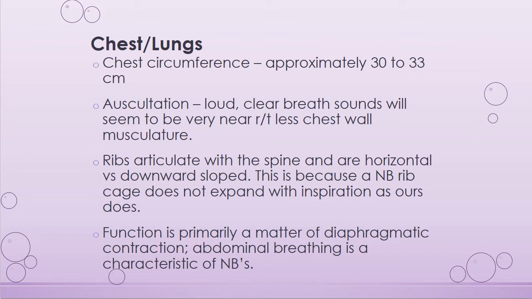Chest circumference is approximately 30 to 33 centimeters. Auscultation, we would expect to hear loud, clear breath sounds. They're going to sound very near, and that's because the chest wall musculature is very thin. The ribs articulate with the spine and are horizontal versus a downward slope. That's because a newborn rib cage does not expand with inspiration as ours does. Their function is primarily a matter of diaphragmatic contraction. So abdominal breathing is a characteristic of newborns.